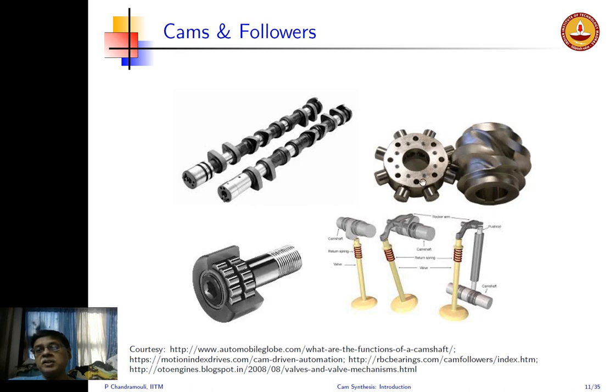So you will see that this particular part basically rotates and then remains stationary, then rotates. So this is used for tool indexing in machine tools, for example. This is a follower, roller follower. This is the bearing on which the roller follower is based. This is an overhead cam example where the cam directly drives the follower, which is the valve here.